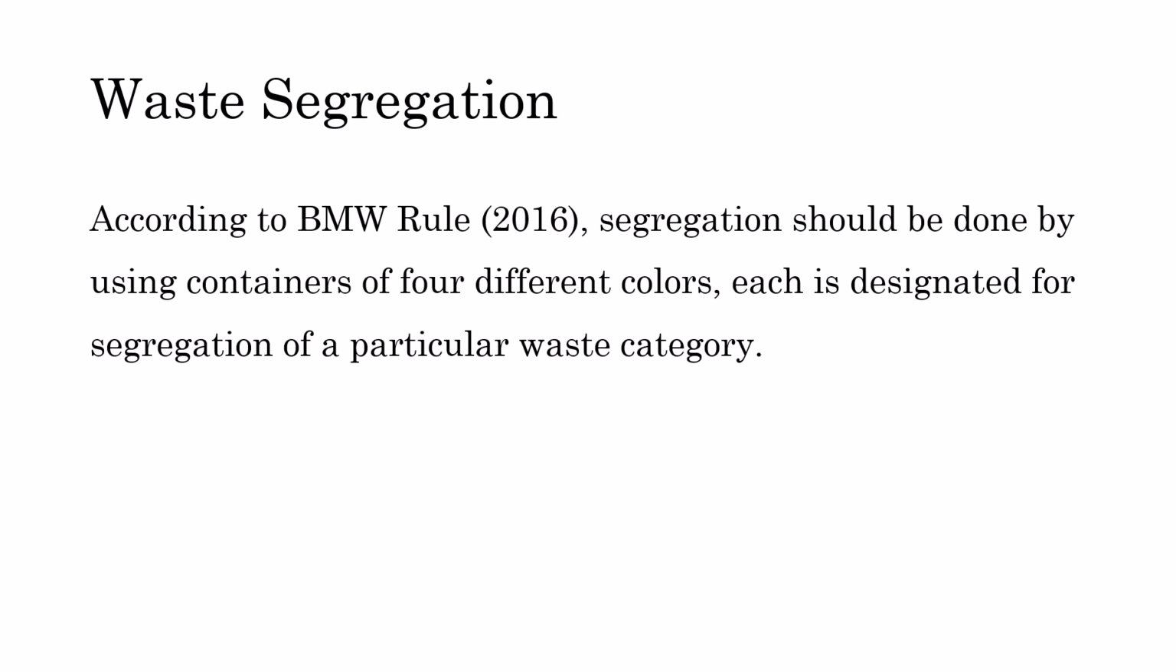Now waste segregation. According to BMW Rule 2016, segregation should be done by using containers of 4 different colors. Each is designated for segregation of a particular waste category.